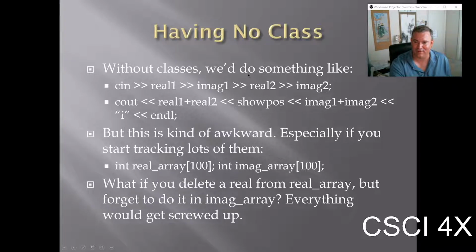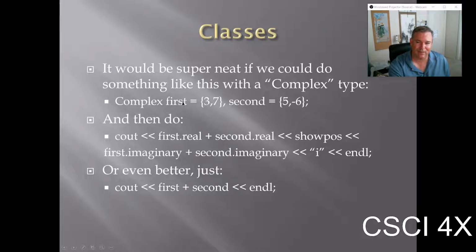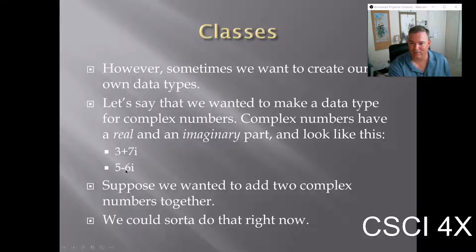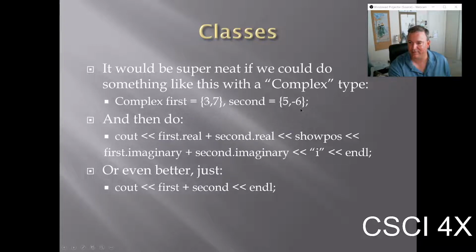Rather than doing this kind of nonsense here, which will work and you can do it, you can do this instead, right? So you can say make two complex numbers, one named first, one named second. The real part of first is 3. The imaginary part is 7, right? And then we've got 5 and negative 6. The real part is 5. The imaginary part is negative 6. And then we can add the real parts together and the imaginary parts together.